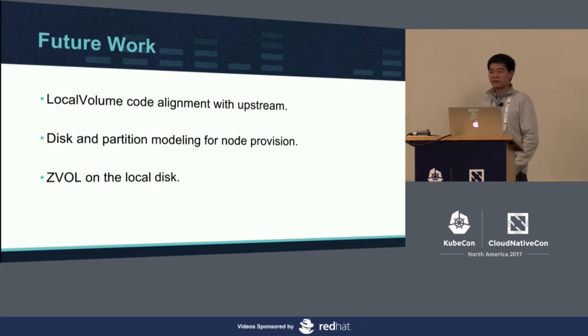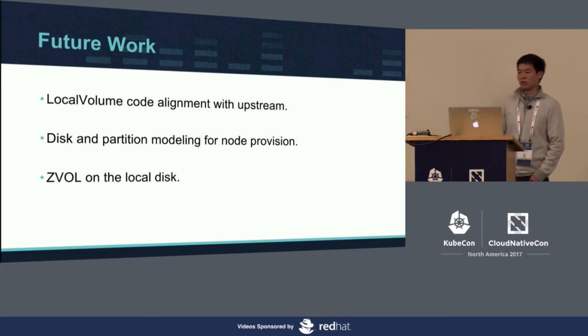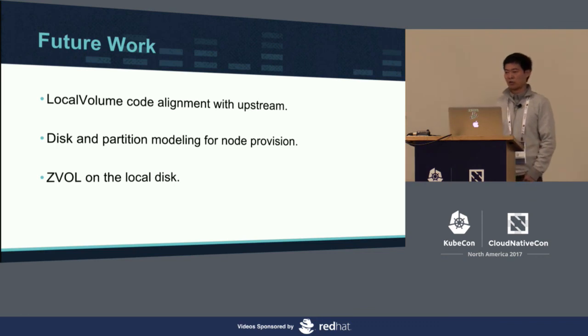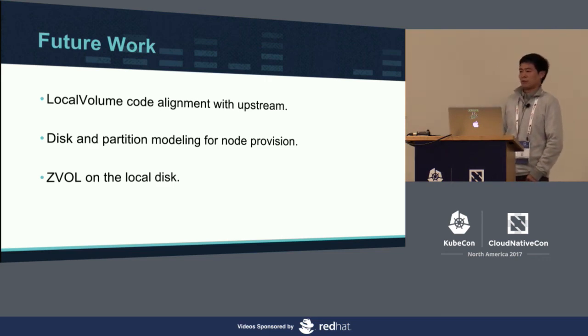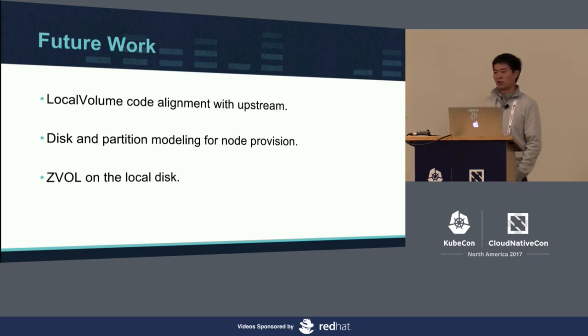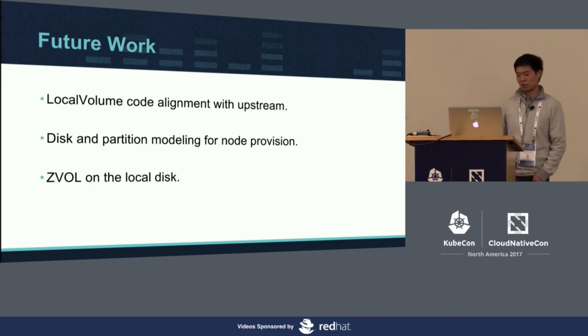Okay, lastly, I will give a simple introduction of our future work. First, we need to align our code with the upstream of local volume. Especially, two weeks ago, upstream merged the topology-aware volume scheduler PR. So I think most of our required features of local volume have been upstreamed. Later we need to do some work to align our implementation with the upstream implementation.